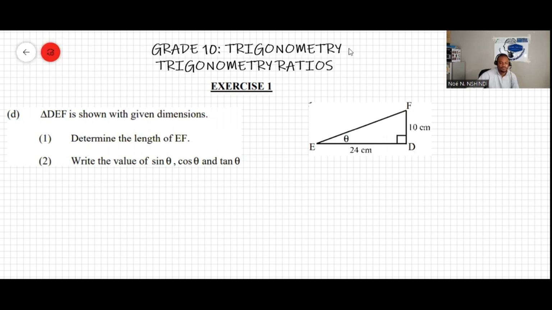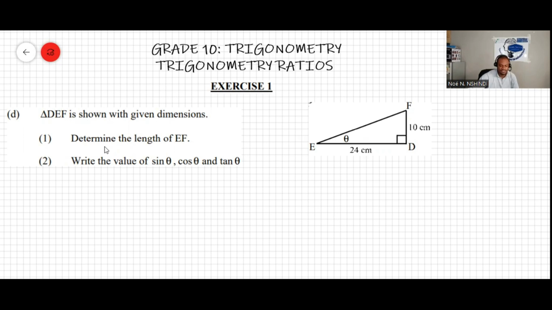We have another question here. The question says that the triangle DEF is shown with the dimensions. Now, question 1 says determine the length EF. Question 2 says write the value of sin theta, cos theta, and tan theta.